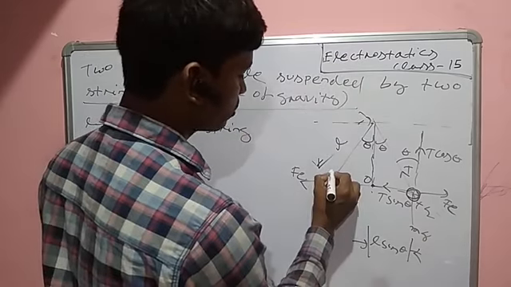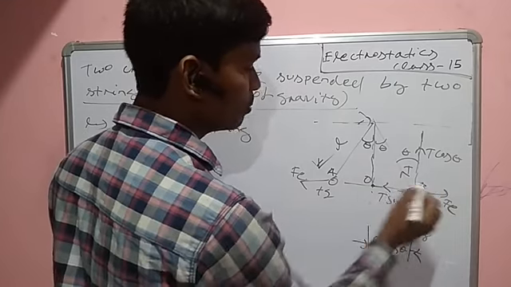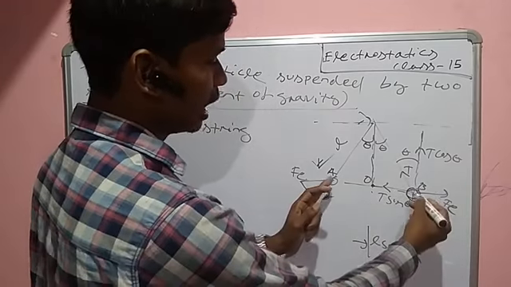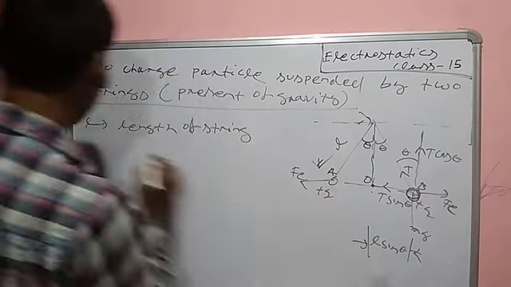Suppose this is point A and this is point B. Then OB is equal to L sin theta, so AB is 2L sin theta.